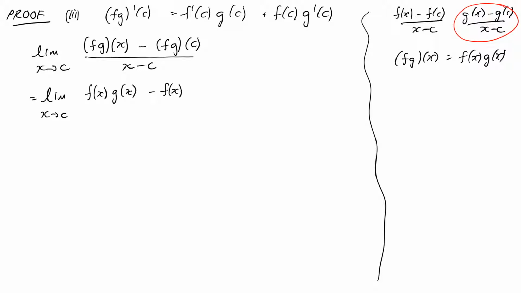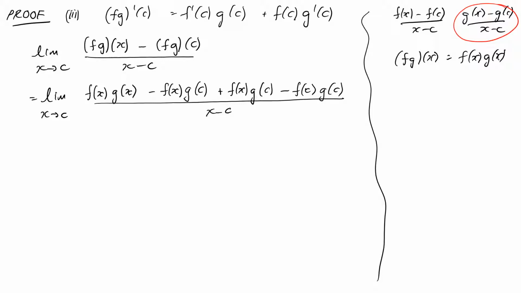So the f of x will come out the front and it will be nice. It'll be g of c, so I'll get a g of x minus g of c term. Then I'll add it back on again, so that we're not changing our expression. And then I'll go minus f of c, g of c, all over x minus c.